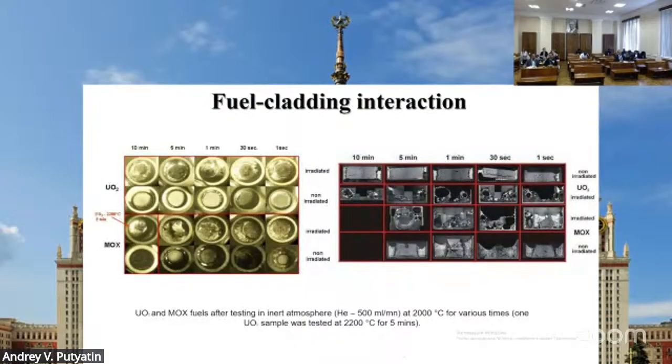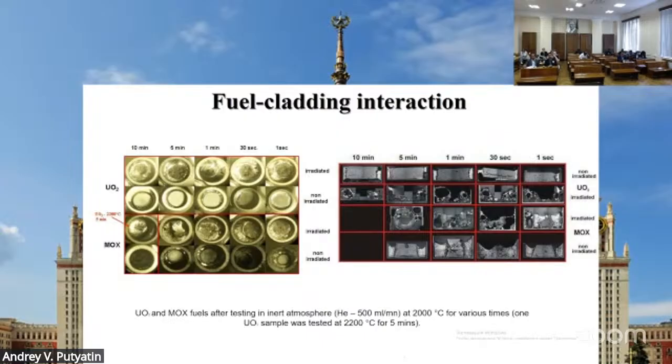The absolute majority of the experiments on fuel cladding interaction concentrate, of course, on non-irradiated materials because they are much easier to work with. Nevertheless, there were some experiments which tried to reproduce what goes on when you start to melt irradiated uranium dioxide fuel or MOX fuel. So here you see photographs made in the hot cells, that's why this yellowish appearance. You have irradiated and non-irradiated uranium dioxide fuel and MOX fuel.